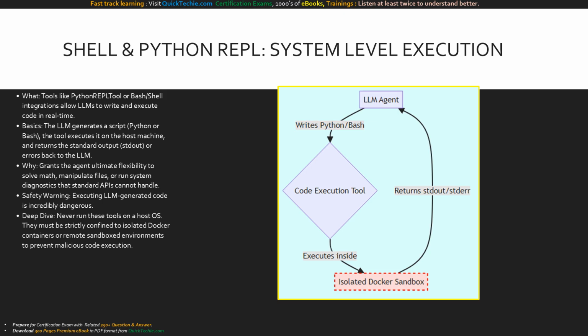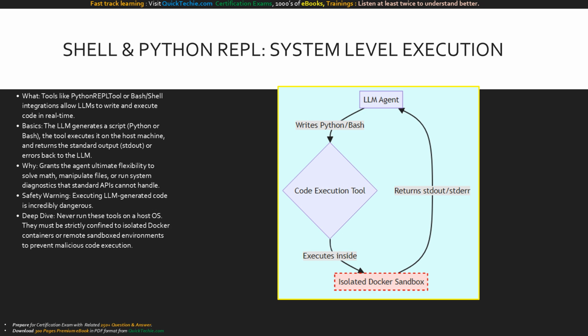These tools must be strictly confined to ephemeral, isolated Docker containers or secure remote sandboxes to prevent accidental or malicious system damage. This diagram visually enforces our security boundary. The LLM agent writes the code and passes it to the execution tool. Notice the red, dashed boundary of the isolated Docker sandbox.